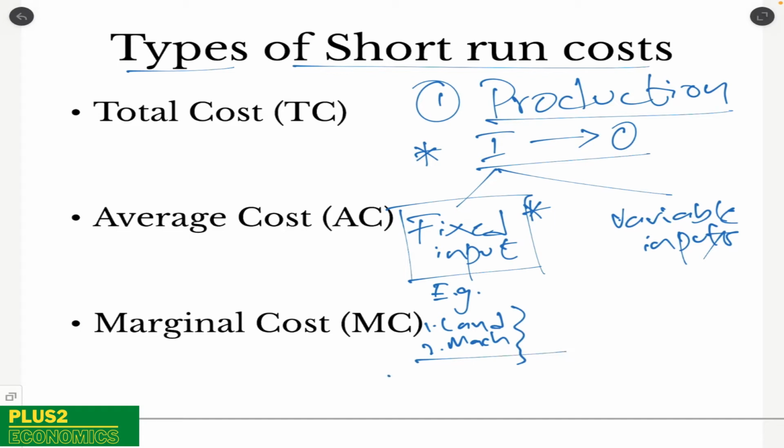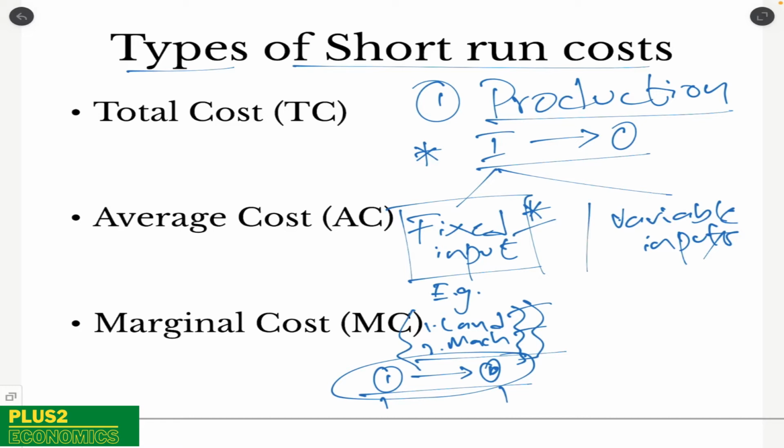Now what does it mean? It means that irrespective of the scale of production, you may produce 1 unit, you may produce 10 units. What remains constant is the land and maybe the number of machineries remain same. So the scale of production is changing. It was 1 earlier, now it is 10. But land and machinery are same. So such inputs are fixed inputs. What are variable inputs? Inputs which vary with the scale of production.